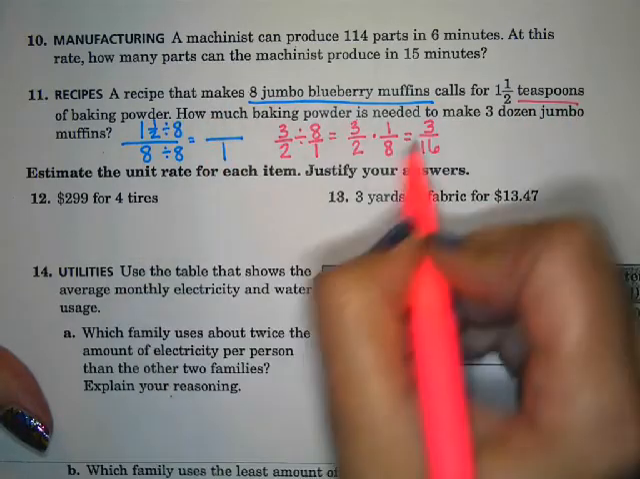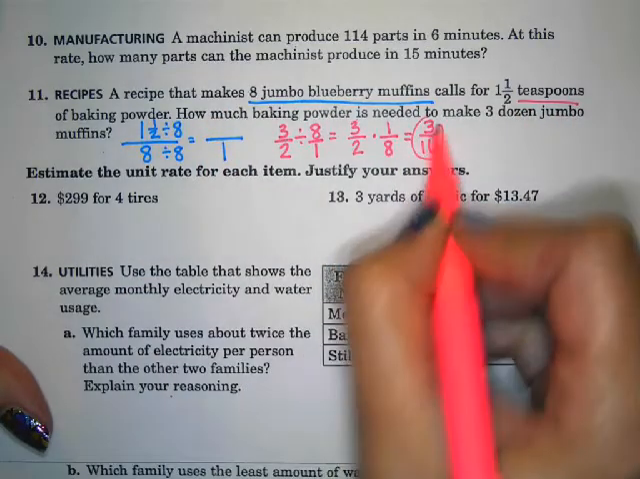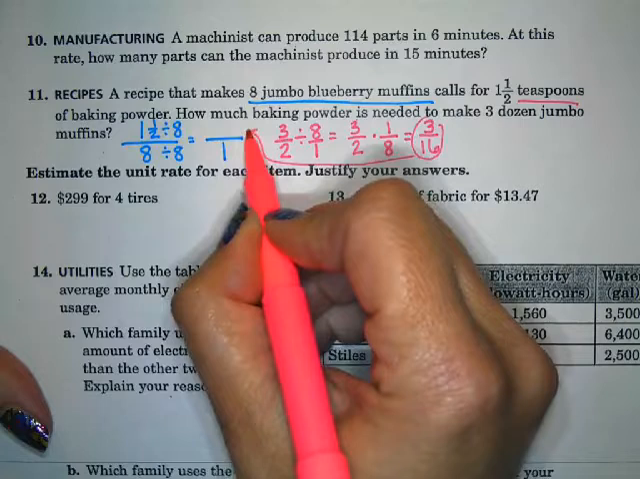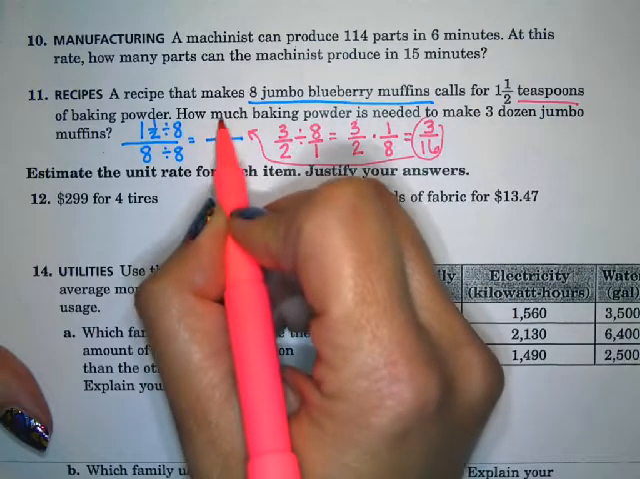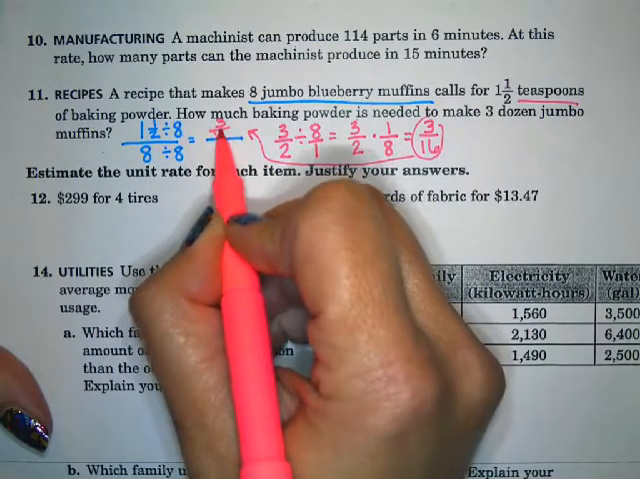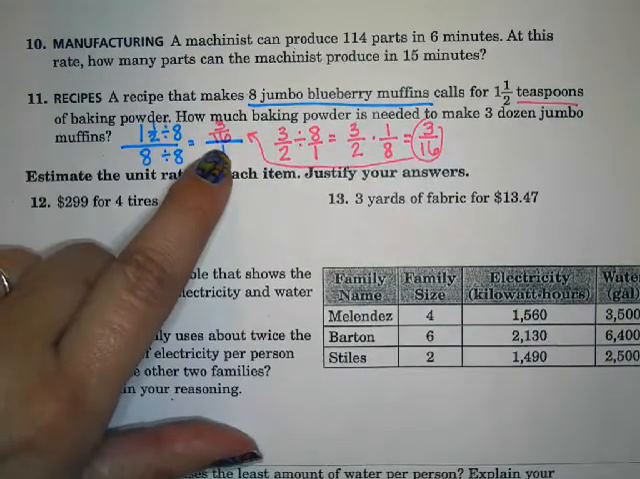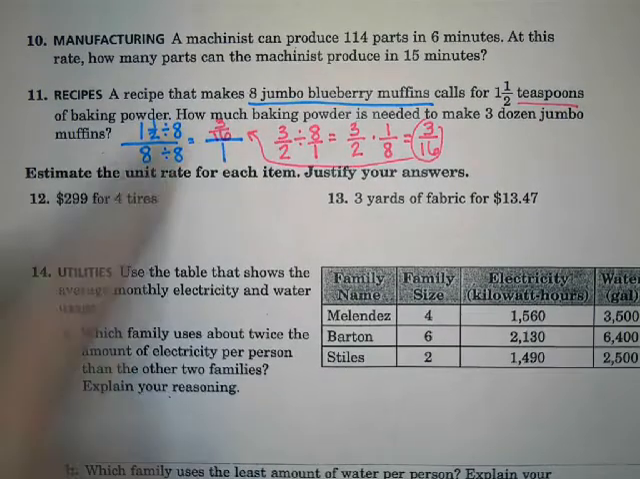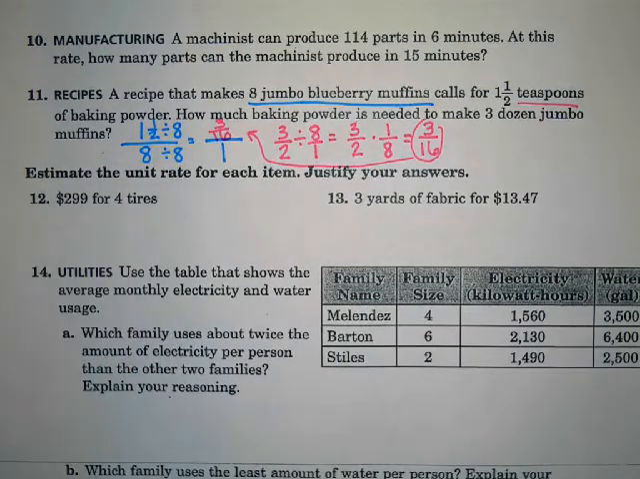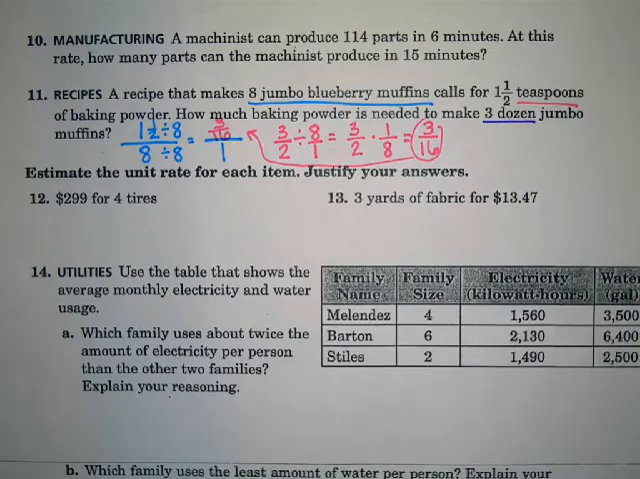So that fraction that we got right here is going to go on top of our ratio, or our unit rate. So it's 3/16. Okay, so that's our unit rate like we did in number 1 and number 2. But now the second part of this problem says how much baking powder is needed to make 3 dozen jumbo muffins. Well, how much is 3 dozen?